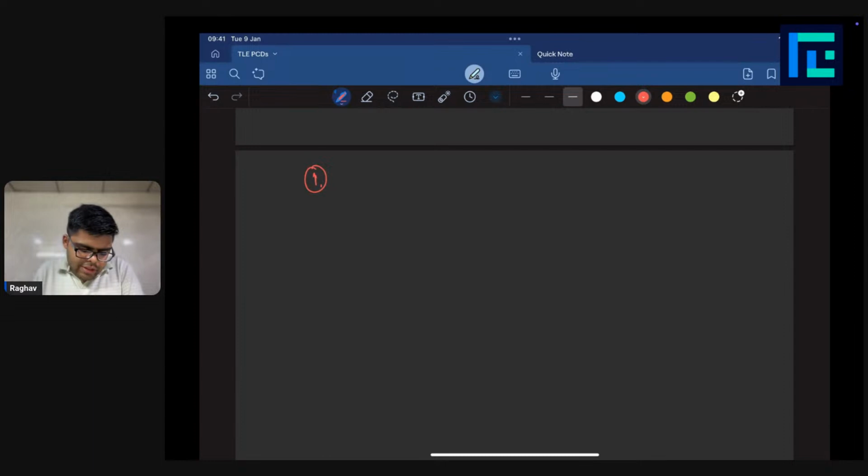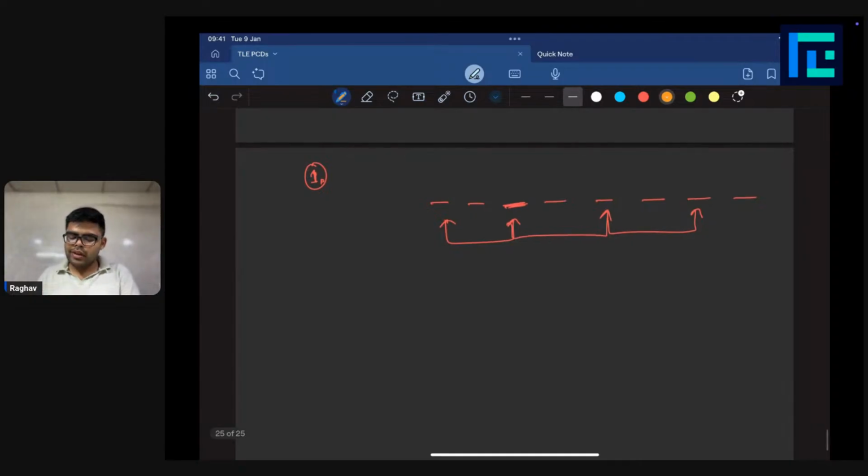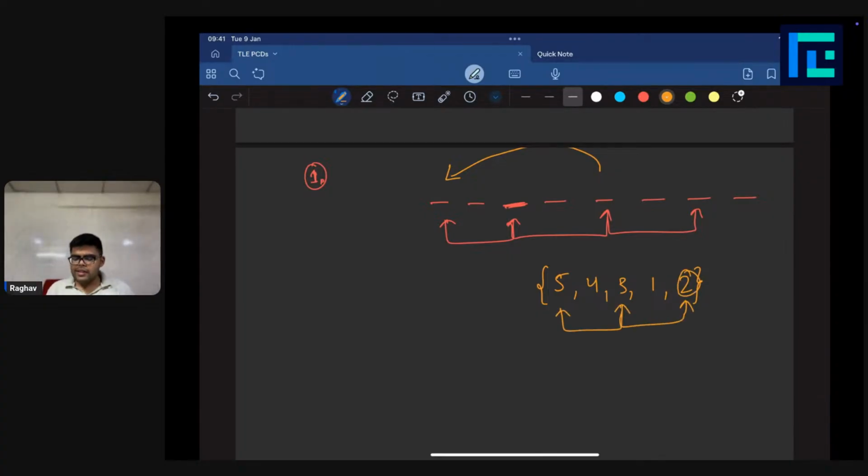So the first step that I want to do right now is, for all the elements that are on even index, find the minimum one of them and apply the operation in some way so that the guy comes up at the front. So if you take the example that we had earlier, 5, 4, 3, 1, 2, here for the even indices, the minimum guy is 2. So you need to apply the operation in such a way that 2 should come at the front, right?